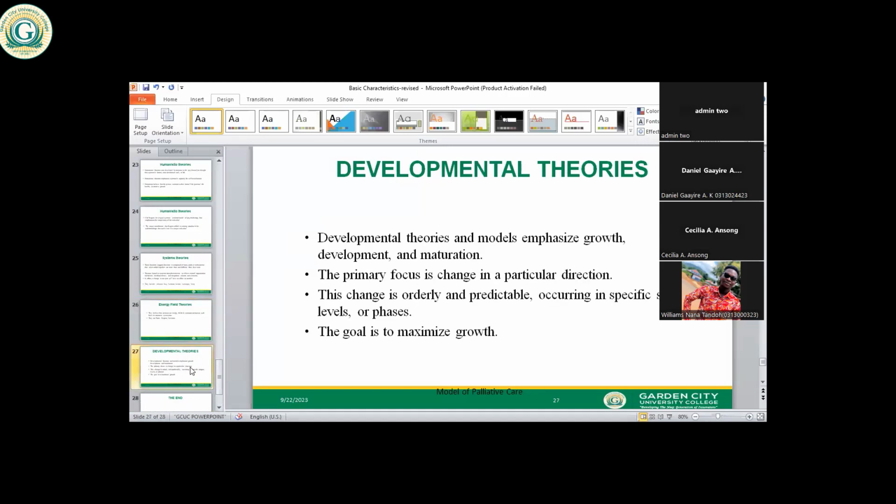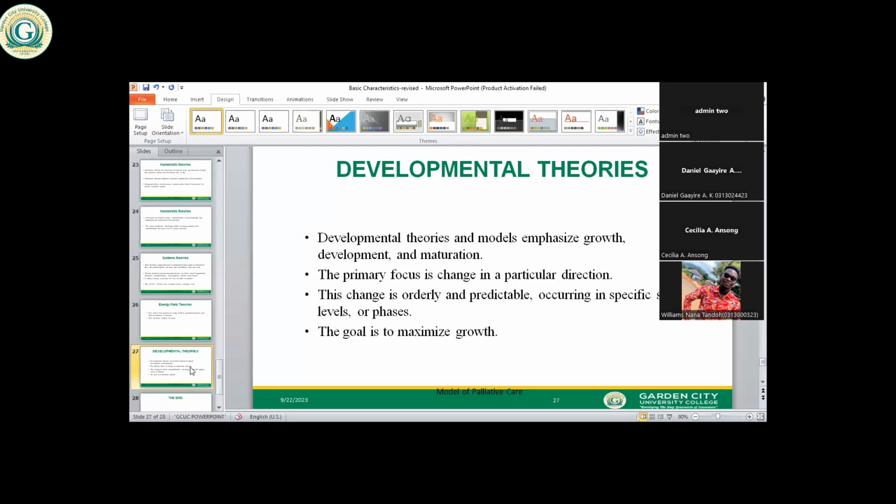Then we have the developmental theories. With these theories, they emphasize growth, development, and maturation. Their primary focus is change in a particular direction. So we all know that with the developmental phases, you have to be given birth to before you can die. There is nobody who died before the person was given birth to.